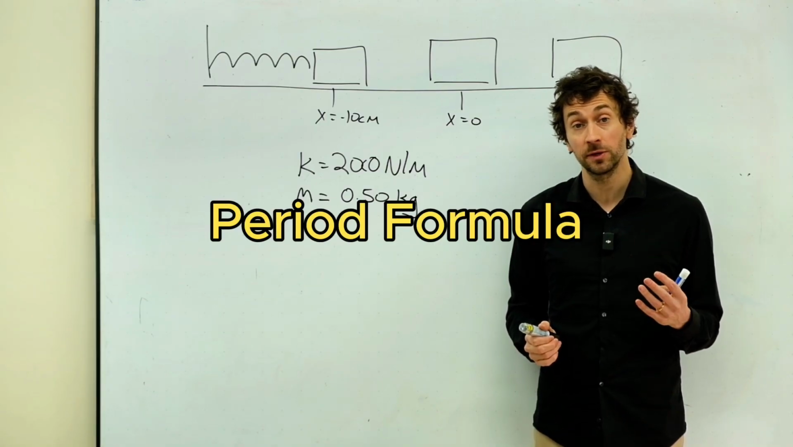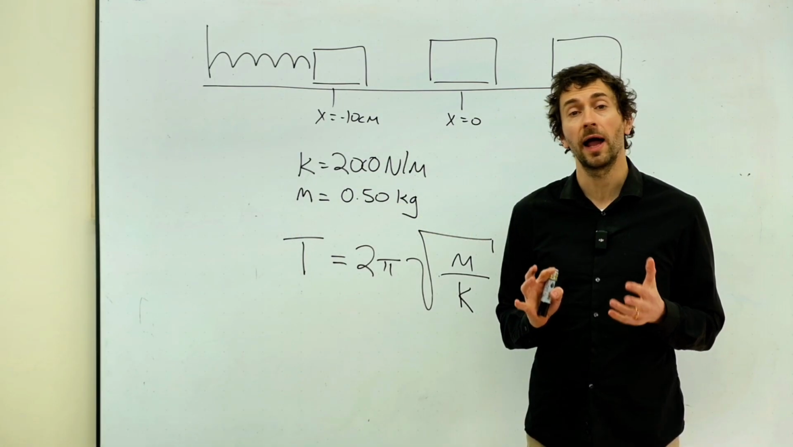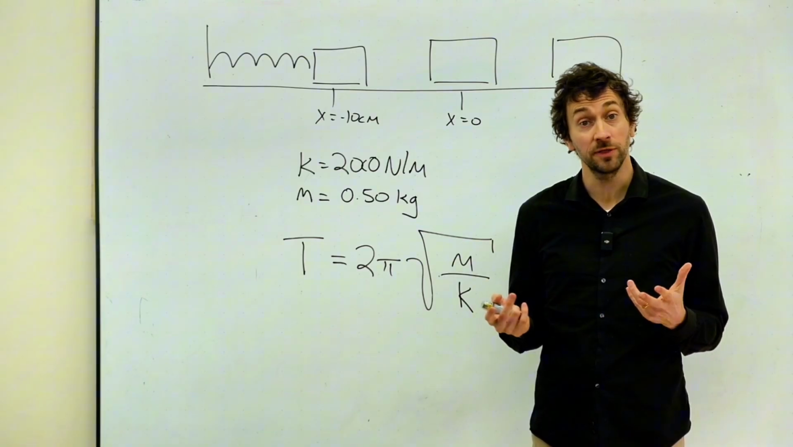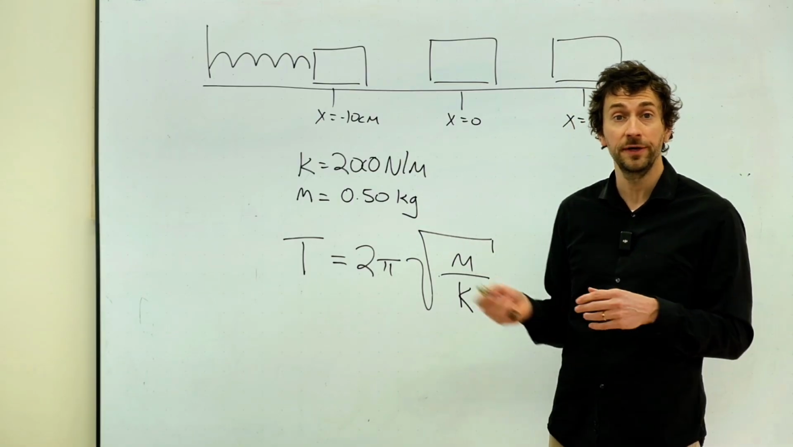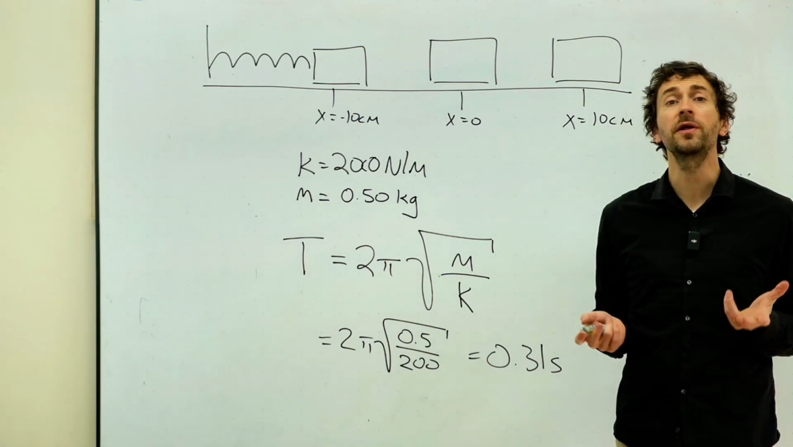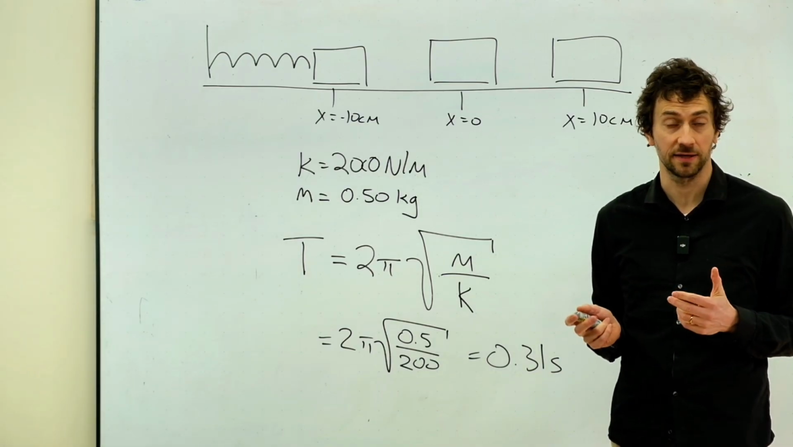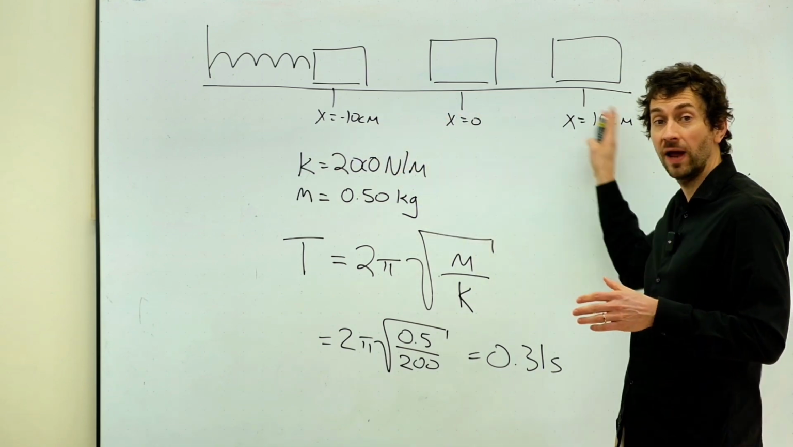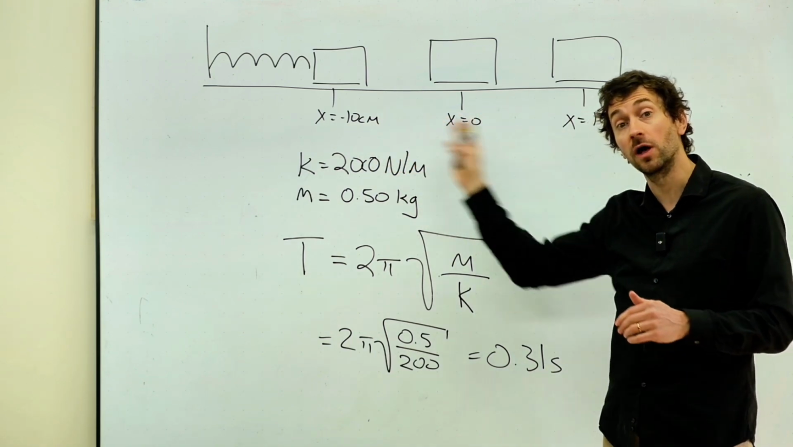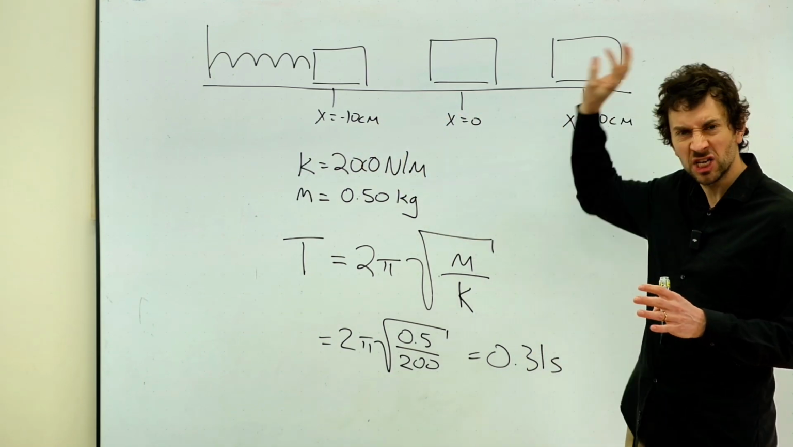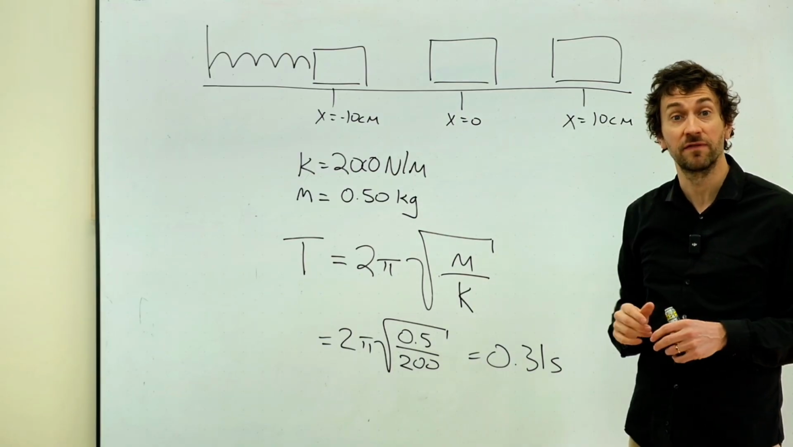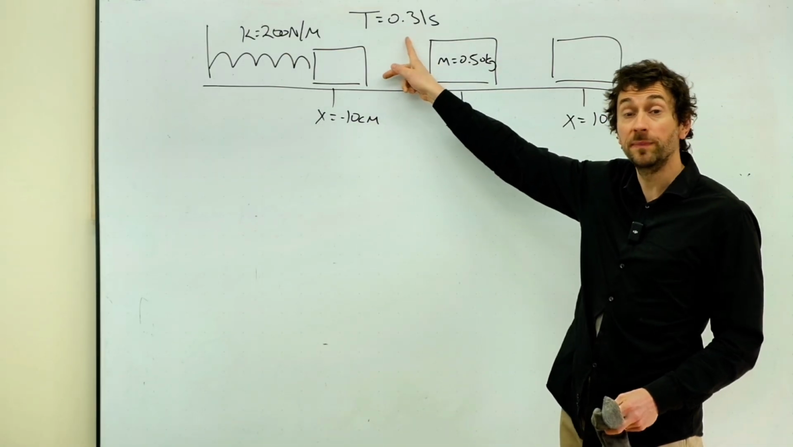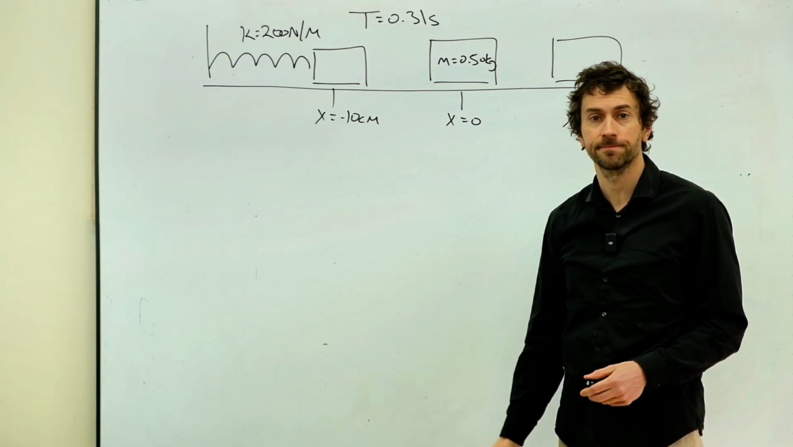Remember the period formula? The period is 2 pi square root m over k, so we can put those numbers in to calculate what the period of this system will be. The period is 0.31 seconds. That's the time it takes to go from this position to the right and backwards to the left, one full oscillation. I'm going to leave that number up there for the sake of my graph in a second. So we've got the period is 0.31 seconds.